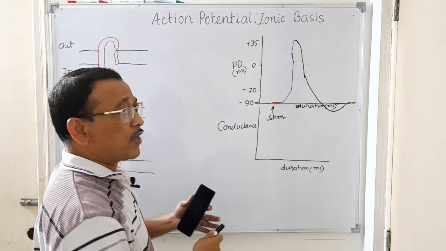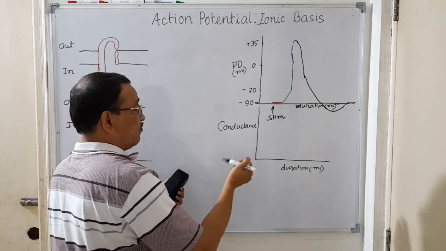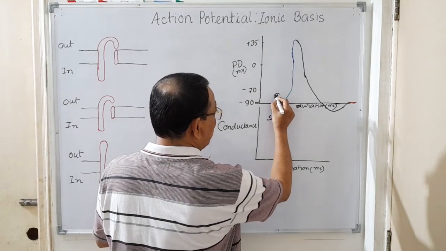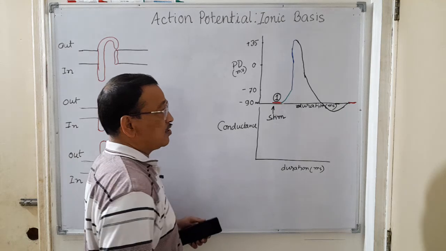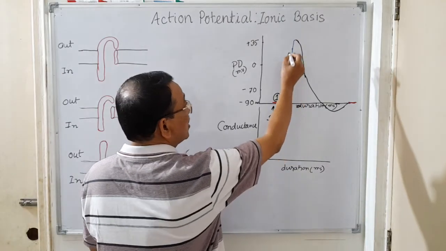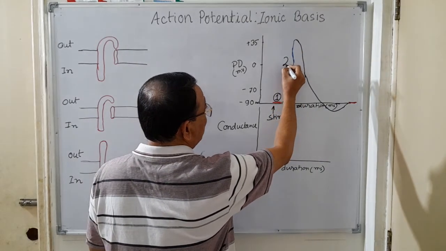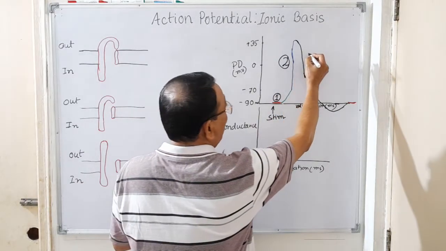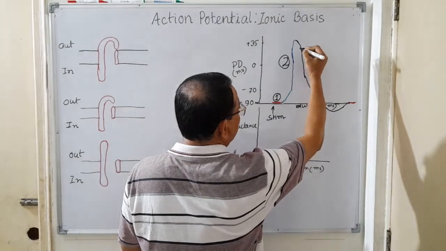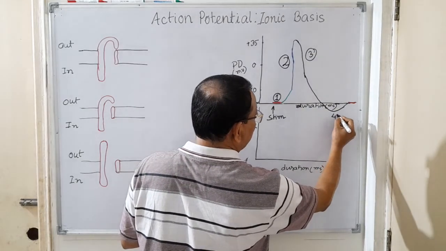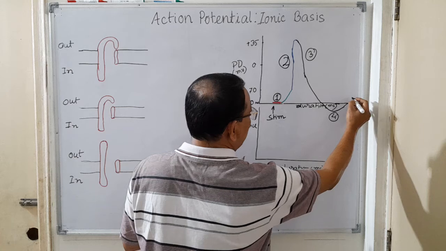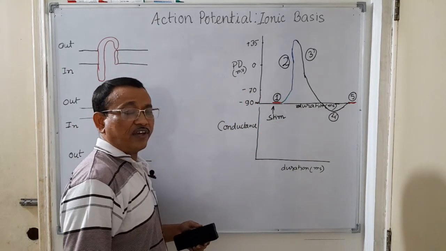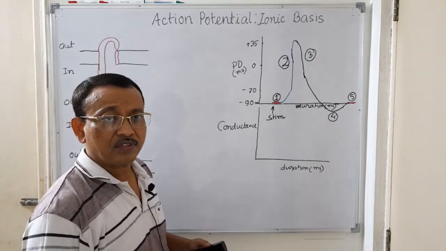The phases of the action potential, as I told, are: the first one is the resting stage, the second one is depolarization, the third one is repolarization, the fourth one is hyperpolarization, and the fifth one is again the resting phase or polarized state of the membrane.